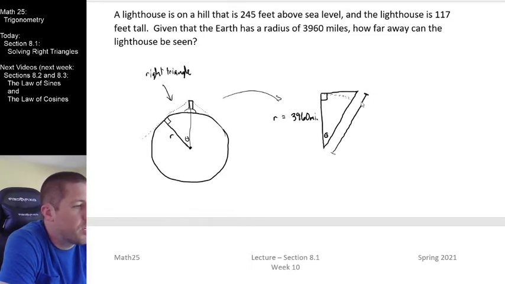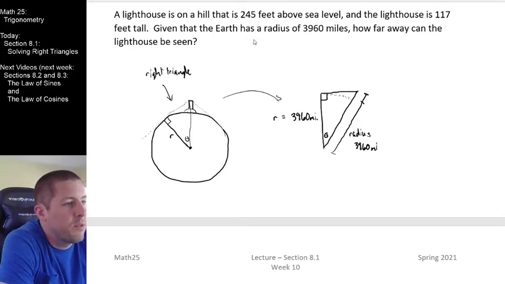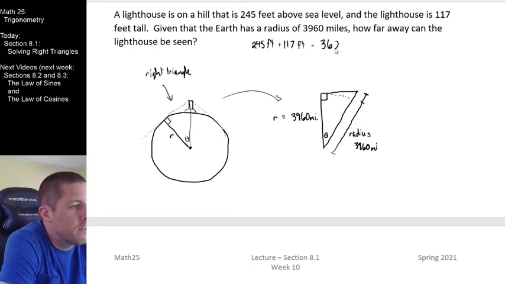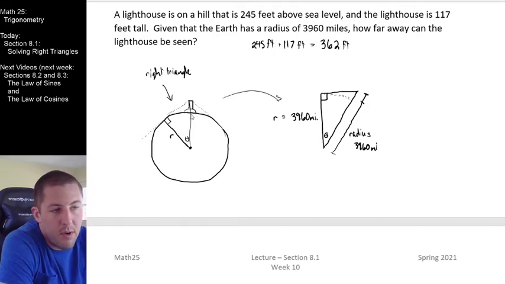So it seems to me like this length right here is broken up into chunks, right? This is the radius of the Earth. And this right here, what do we get? 245 feet plus 117 feet is going to be 362 feet. This is the height off of sea level that the lighthouse is, right? So I think we can agree that this hypotenuse length of this triangle is the radius of the Earth, 3,960 miles, plus an additional 362 feet.